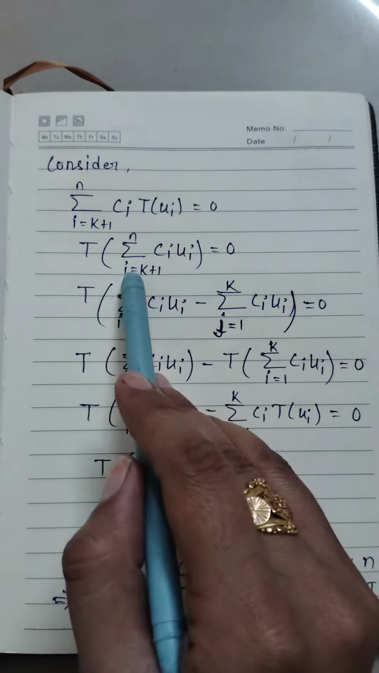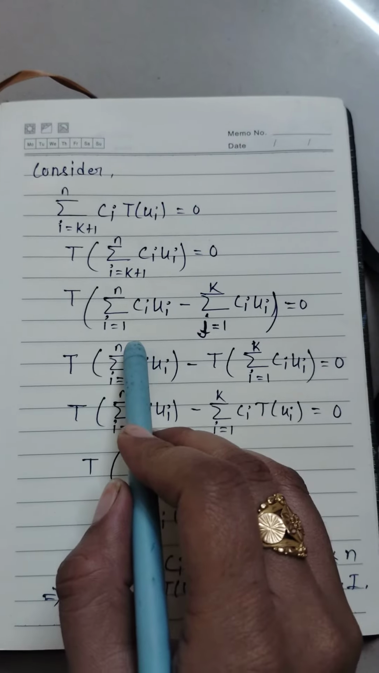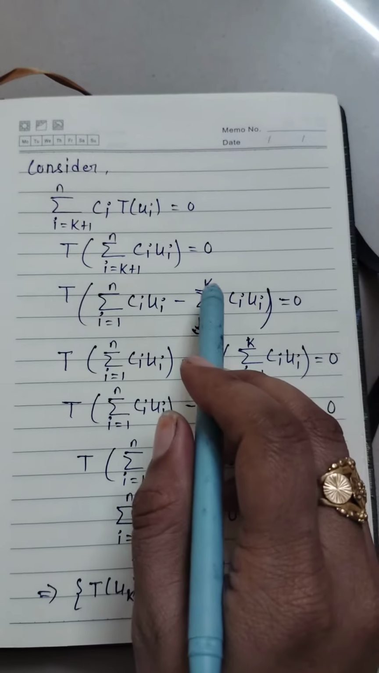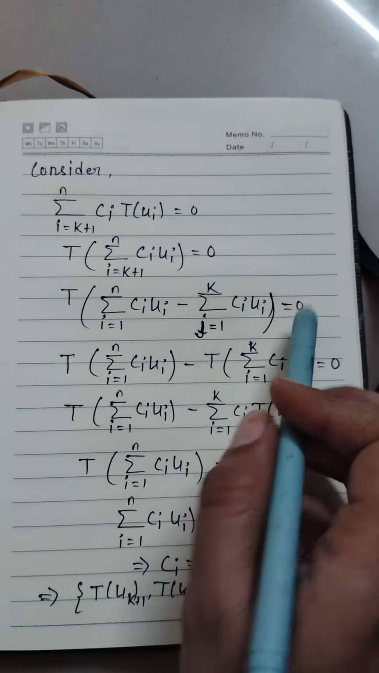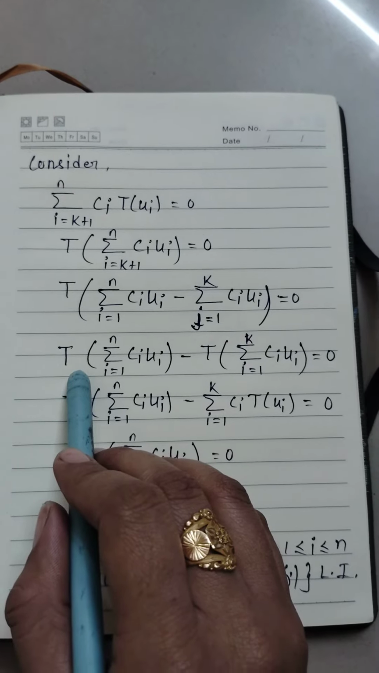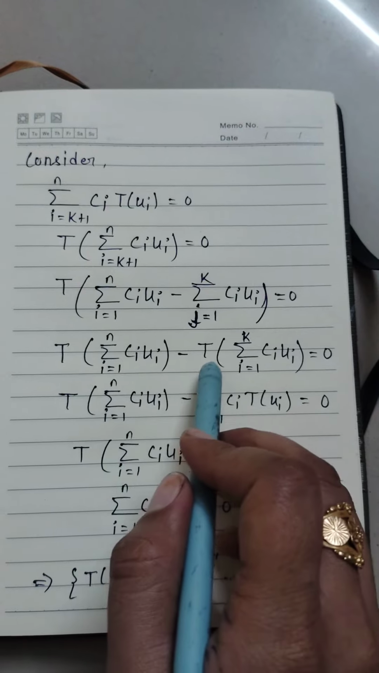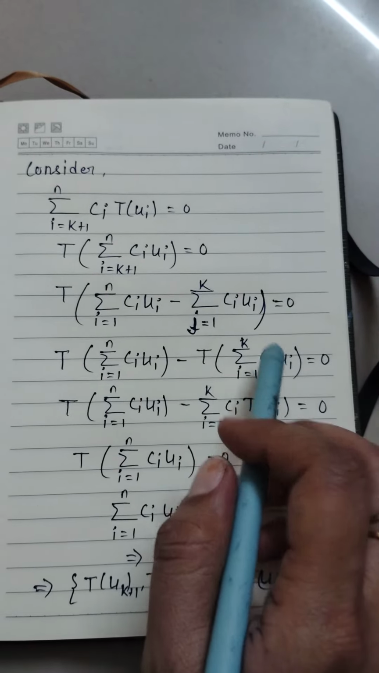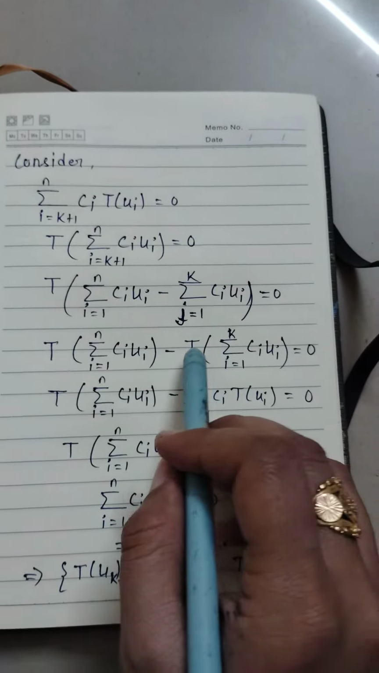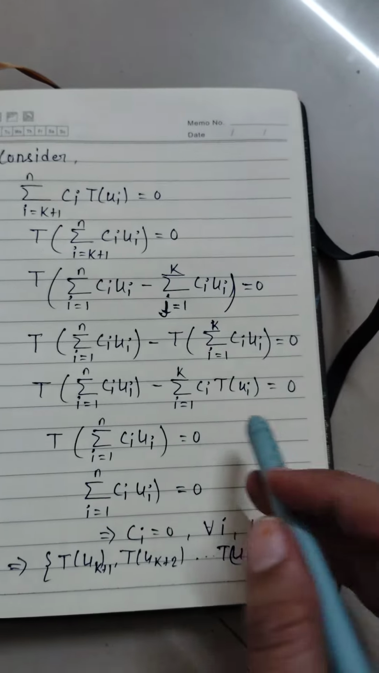Now this summation from k+1 to n we can split as the summation from i = 1 to n minus the summation from i = 1 to k, equal to 0. Now T is a linear transformation, so we can write this as T of the summation from i = 1 to n of c_i u_i minus T of the summation from i = 1 to k of c_i u_i, equal to 0. Again, we can interchange the summation and constants outside the T.